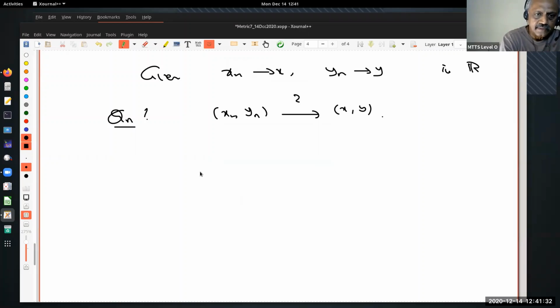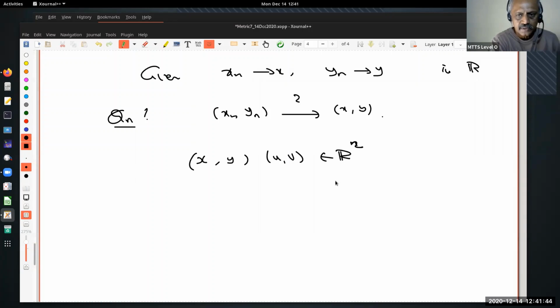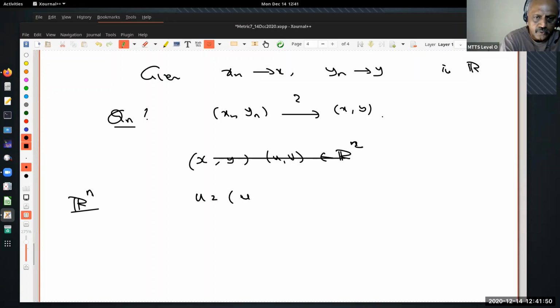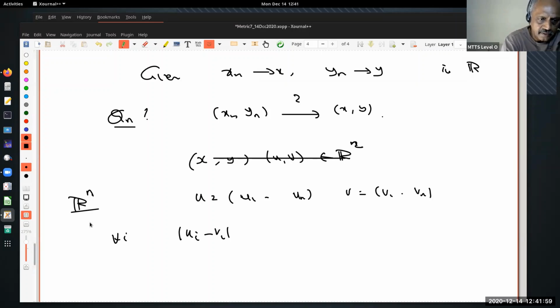Okay. So suppose I have two vectors, let us say (x, y) or u and v, in R2. This is true in Rn also, so let me do it in Rn. Suppose u equals (u1, ..., un), v equals (v1, ..., vn). Suppose I know how to estimate ui minus vi for all i. Okay, we know how to estimate.